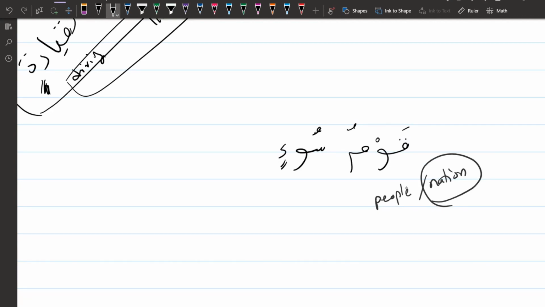So when you say qawmu su'in, right now, if you didn't know, it doesn't look like an idafa. You don't have the definite and indefinite. All of these things are not making sense. But what does make sense is that you see one dhamma. This is your first clue. You see one dhamma and you see a kasra. That's it, guys. If that's what's happening, you have to think about it. This is idafa. So now we have su. Su, I think I gave you that word. Su is also an important word, it is evil.